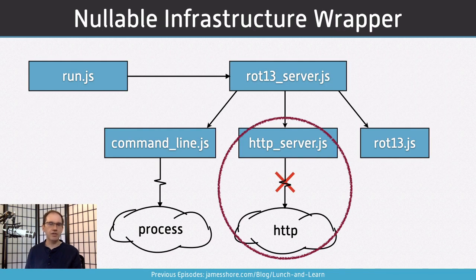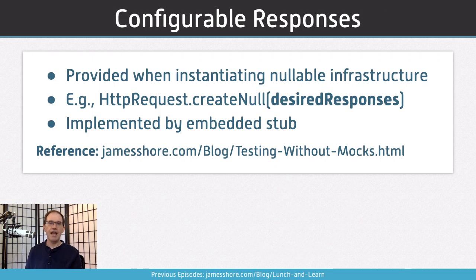Nullable infrastructure wrappers is taking the third-party code, wrapping it up, and making it so it can be disabled in production. Specifically, what we're going to do in this case is make a nullable HTTP request. And then the configurable responses. This is the way we have our nullable infrastructure return the values that we want in our tests. We pass in a set of options to the create null factory, and then implement that in our embedded stub. And again, that will become more clear as we do it. Okay, that's what we're going to do. Let's go ahead and get to it.